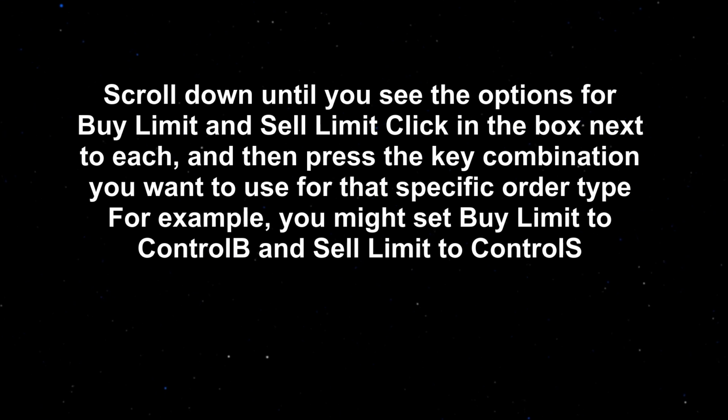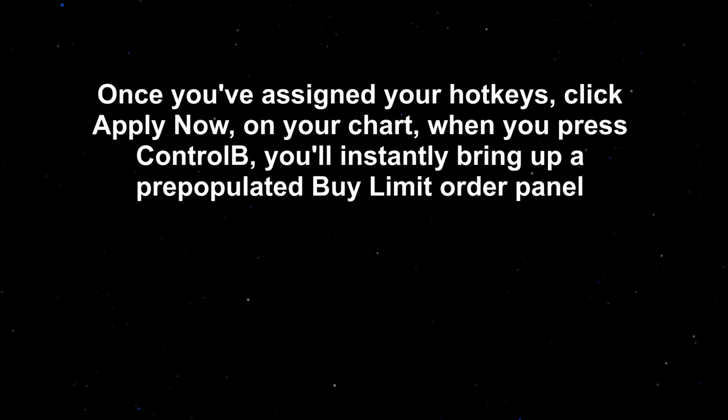Scroll down until you see the options for buy limit and sell limit. Click in the box next to each, and then press the key combination you want to use for that specific order type. For example, you might set buy limit to Control B and sell limit to Control S. Once you've assigned your hotkeys, click Apply.